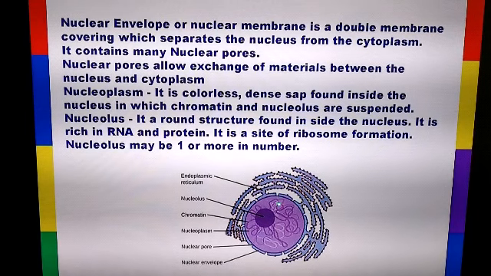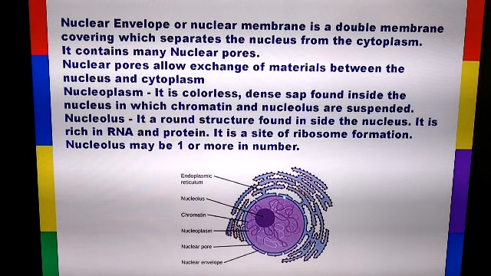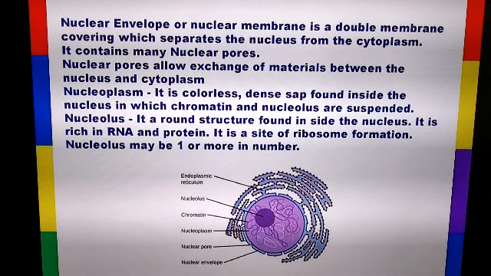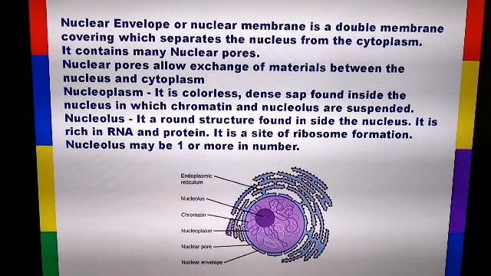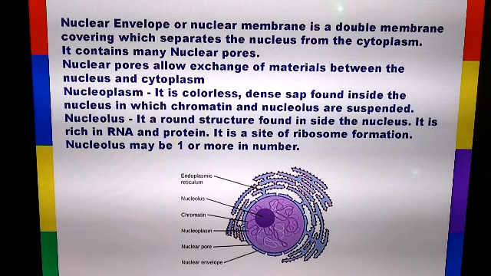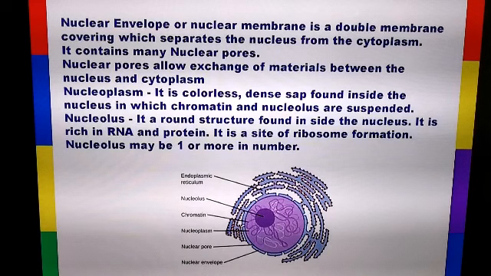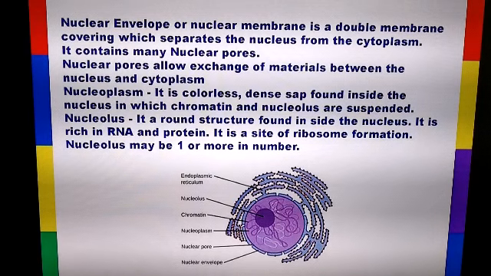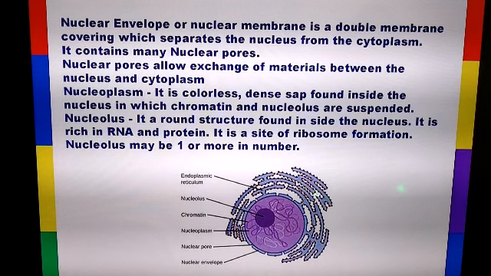So here you can see that the nucleus has a covering which is made up of two membranes, or double membrane. So this covering of the nucleus, which is double layered, is called the nuclear envelope. We call it a nuclear envelope, or we also call it the nuclear membrane. It is a membrane. Membrane means what? Covering. The membrane is double in layer, so it's a double membrane. It separates the nucleus from the cytoplasm of the cell.